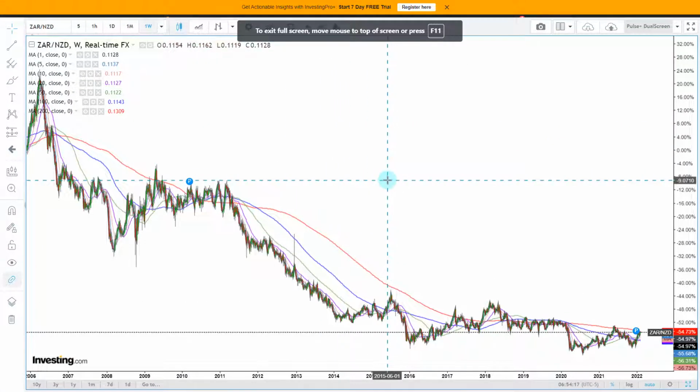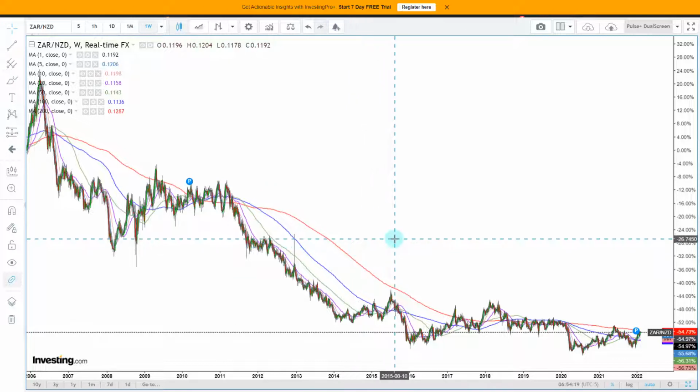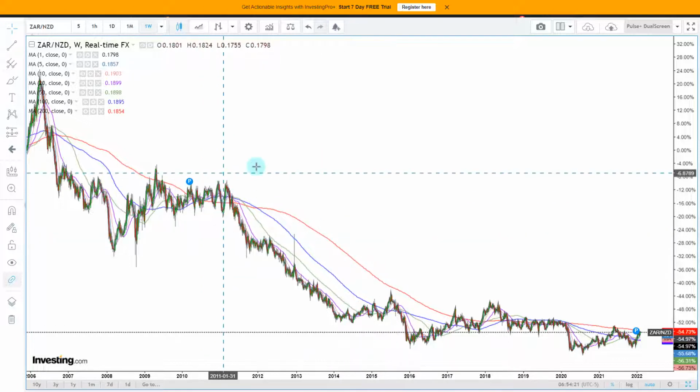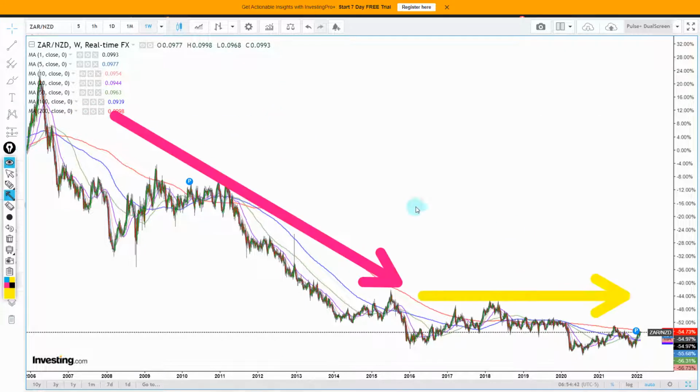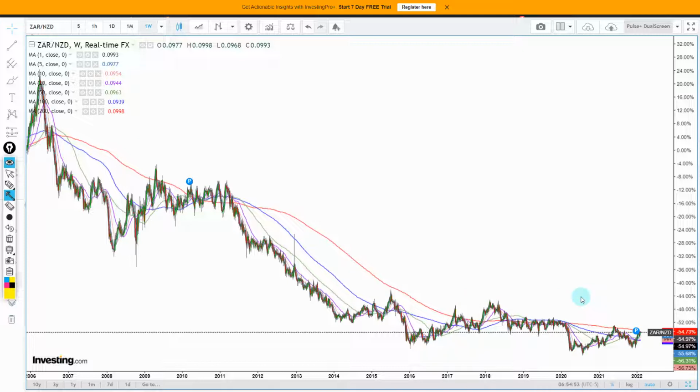So these are weekly data points, very much big picture, and we can see that there's been a very fundamental trend change. We have gone from having a very clear downtrend to now it is much more an even battle here between the bulls and the bears. So that is a pretty substantial change.